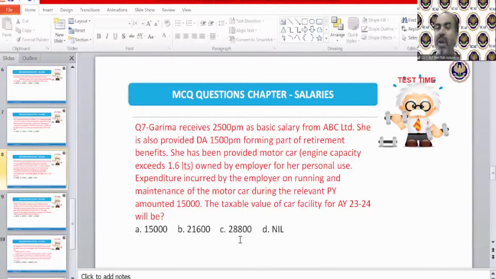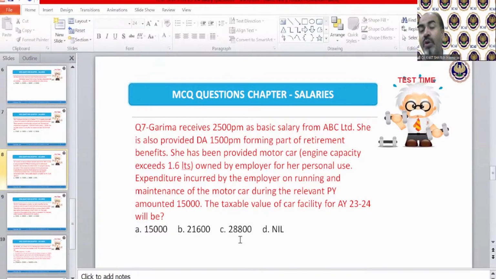So the car is provided by the employer. Expenses are met by the employer. And it is used only for private purpose. Now it says running maintenance expenses are 15,000. The taxable value of the car facility, how much will it be? Question number 7. I am asking what is the correct answer.